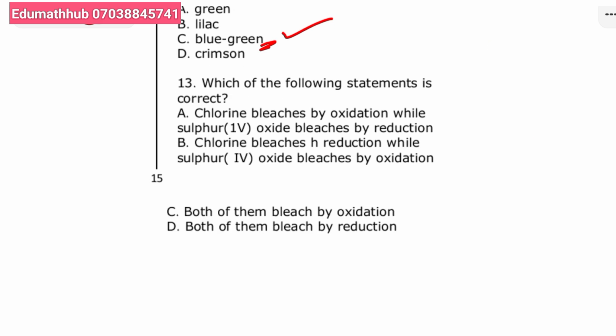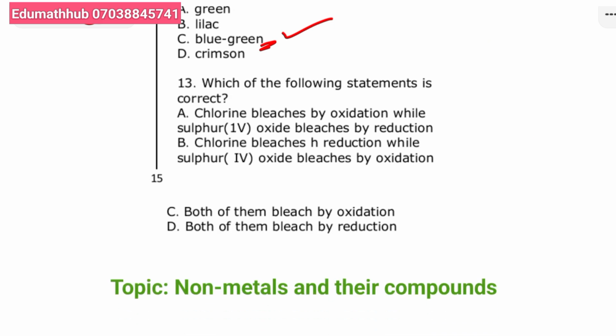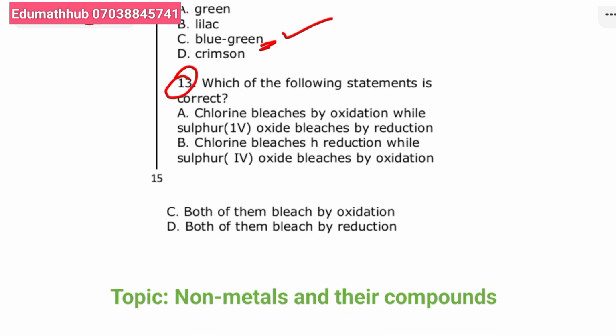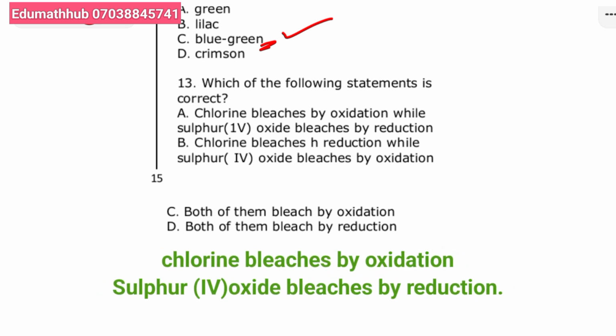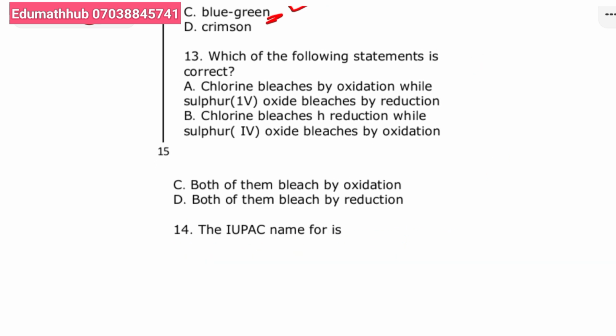The next one, which of the following statements is correct? So we have chlorine bleaches by oxidation, chlorine bleaches by reduction, sulfur bleaches by oxidation, and so on. Chlorine bleaches by oxidation because chlorine is an oxidizing agent. Most of the time, it acts like an oxidizing agent, whereas sulfur dioxide acts as a reducing agent. Okay, so chlorine bleaches by oxidation, and sulfur dioxide bleaches by reduction. So if you check the answer, you will see the answer there, which is option A.